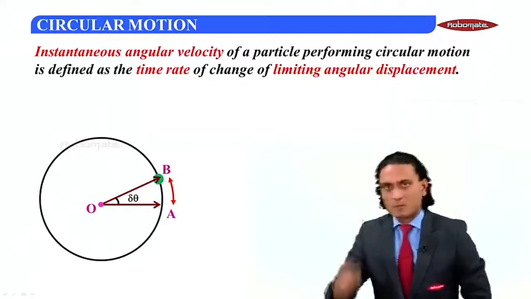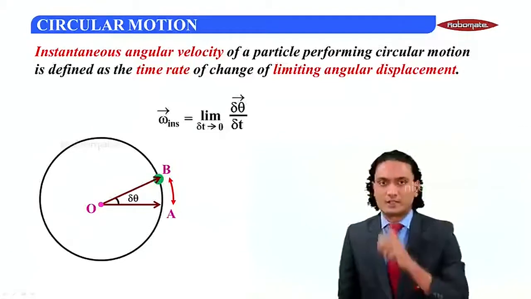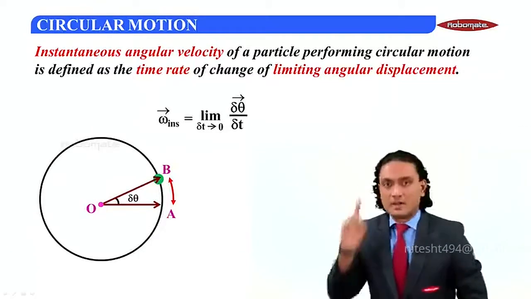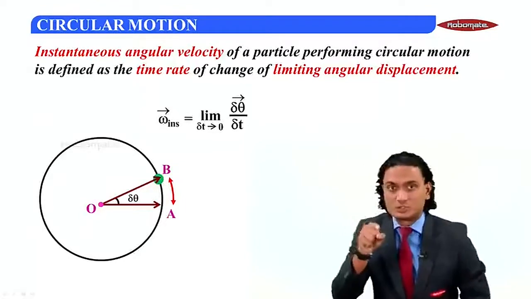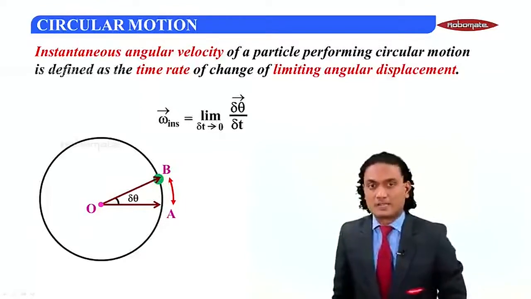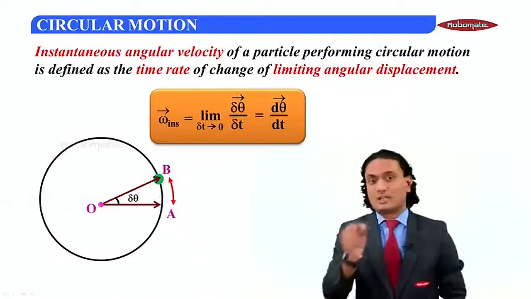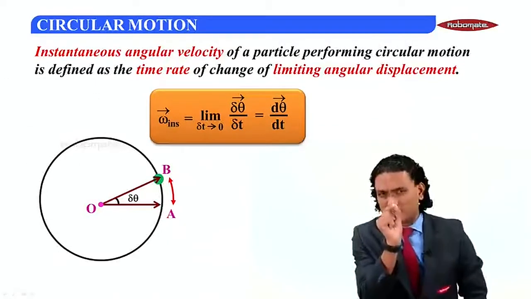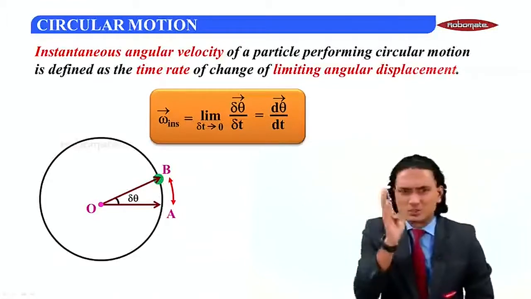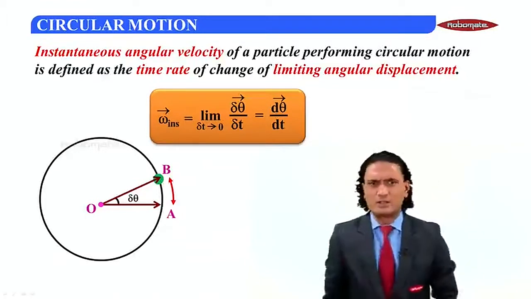Is that clear? And what is the formula for instantaneous angular velocity? Omega instantaneous is nothing but limit delta t tends to 0, delta theta upon delta t, which is equal to d theta upon dt. So instantaneous angular velocity comes when the time interval taken is very, very small. Alright, it tends to 0. Is that clear?